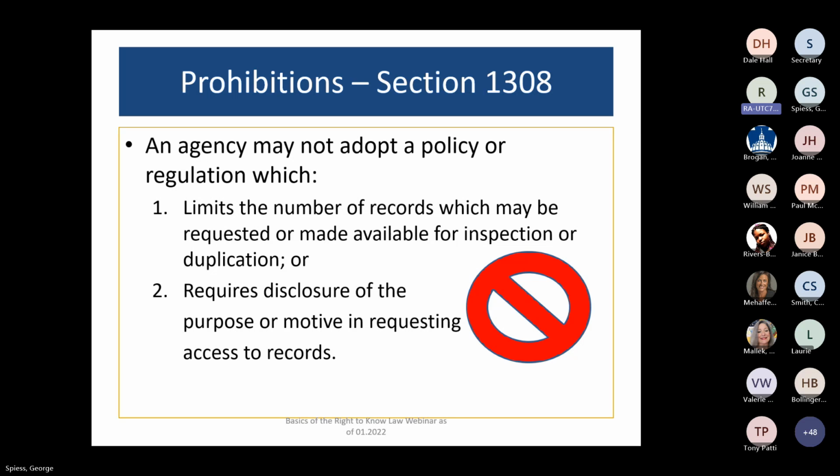But I'm going to say two things. Number one, if someone is simply requesting a short list of something, sometimes you weigh the factors and ask, what's the path of least resistance? Maybe I should just type out a list real quick and send it to them. Then the problem goes away. You've responded affirmatively to the right to know request.